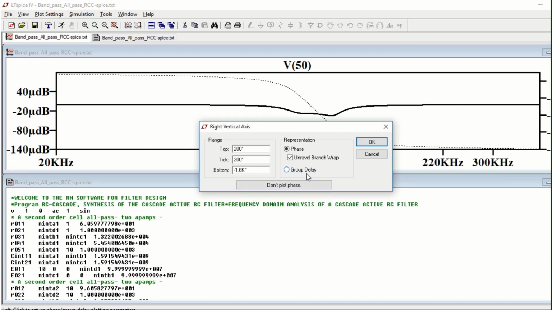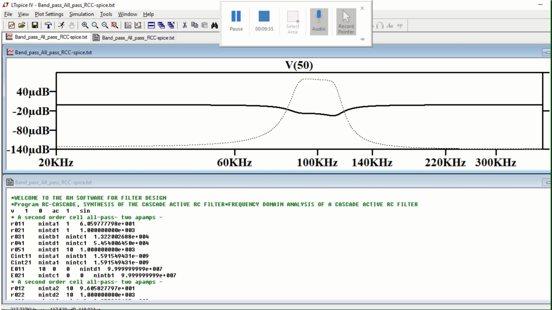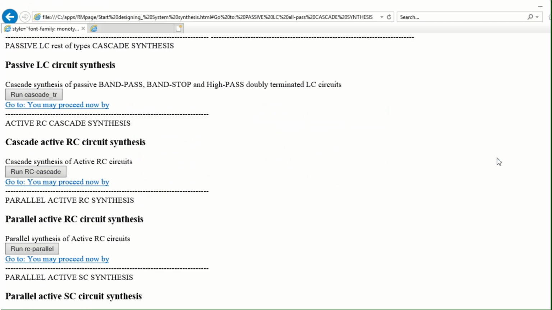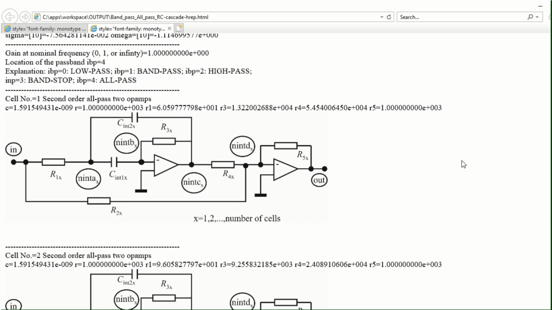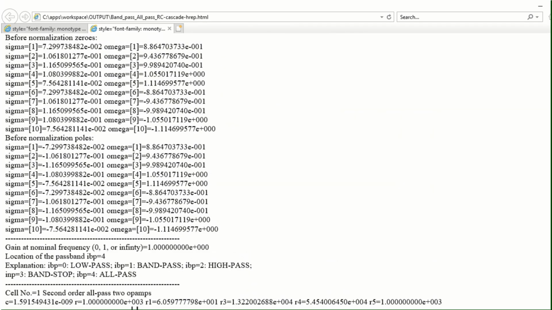Here is the group delay. In this case, we have even lower error introduced by the physical realization of the amplitude characteristic. It is about 20 microdecibels. Okay, let's see the schematic. So it needs five cells realizing the all-pass circuit.